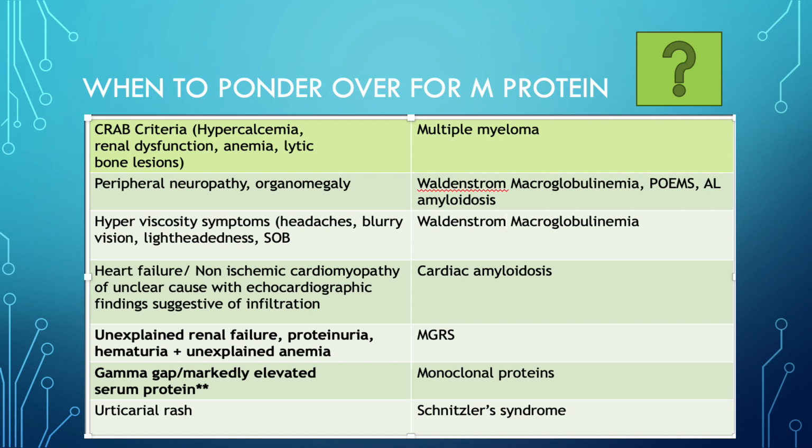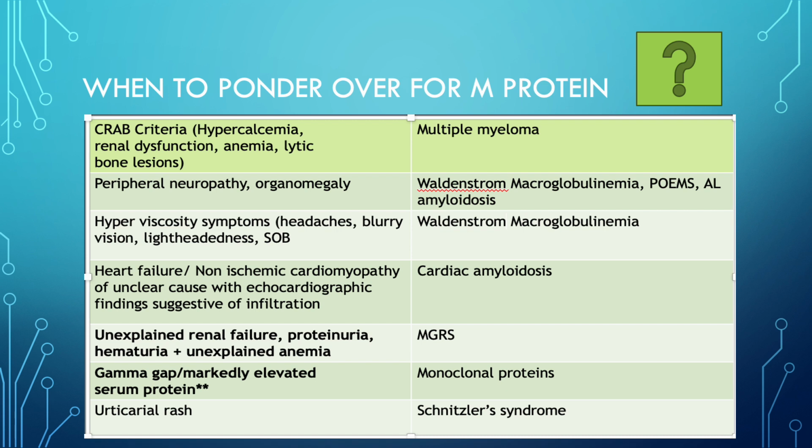Then we have, if a patient comes with peripheral neuropathy and an organomegaly that is found clinically, we might think it can be POEMS syndrome, it can be AL amyloidosis, and it can be Waldenstrom macroglobulinemia as well. What we're going to do is go and check the M protein levels. Then, if there's a patient coming with symptoms of hyperviscosity, for example, constant headaches, blurry vision, lightheadedness at times, and shortness of breath, we might think of Waldenstrom macroglobulinemia.